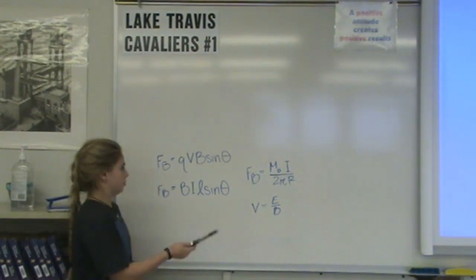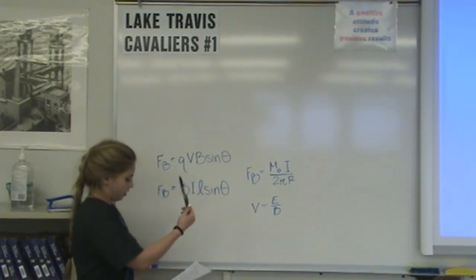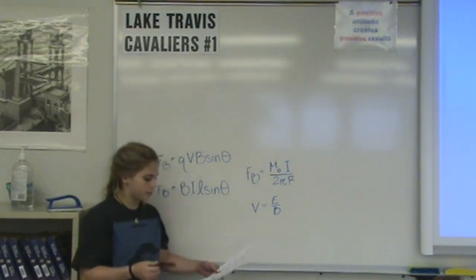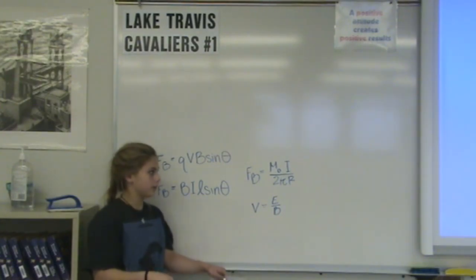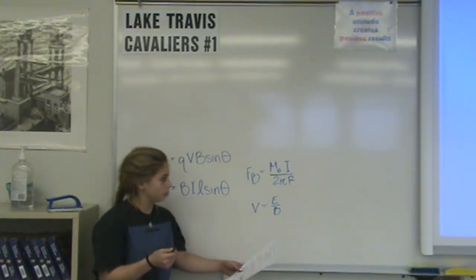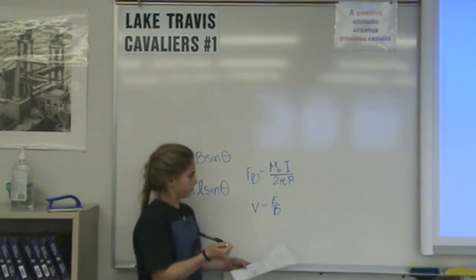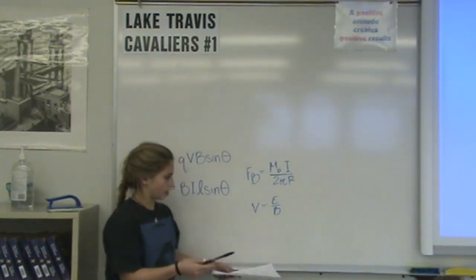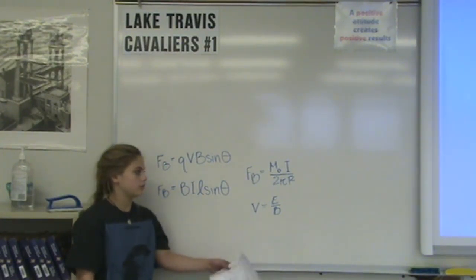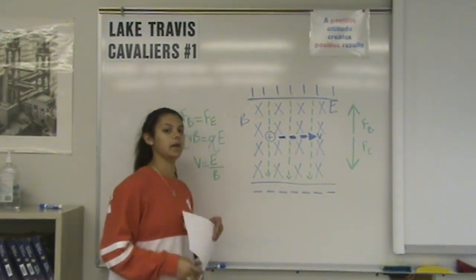The same thing applies: B is magnetic field, I is current, L is length, and theta is the angle between B and I. Over here is the magnetic field from a current-carrying wire, and mu is a constant, where mu is 4 pi times 10 to the negative 7th, I is current, and R is radius. Then the velocity in an electric and a magnetic field is this equation. This is a crossed E and B field, E being the electric field and B being the magnetic field.